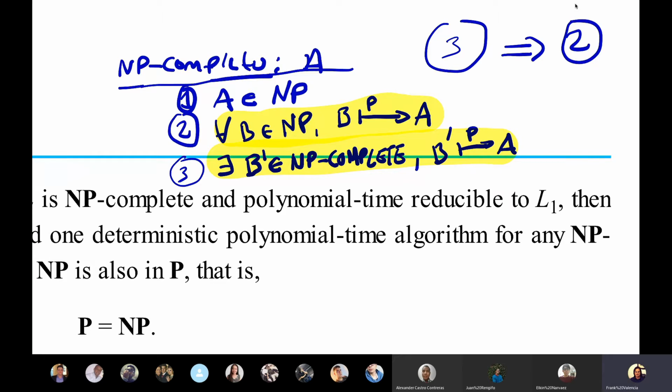Why would this imply this? In other words, if you have this, how can you use this to prove this? How can you use 3 to prove 2?